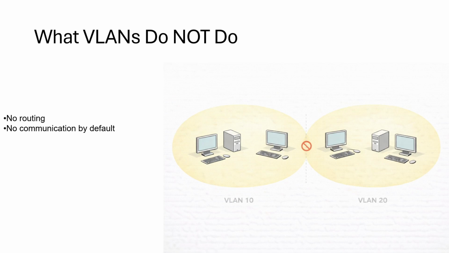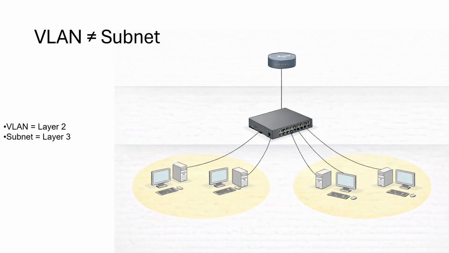This slide saves beginners a lot of pain. VLANs do not route traffic. They do not connect VLANs together. In fact, VLANs are designed to isolate. If two devices are in a different VLAN, they cannot communicate with each other, even if they're on the same switch, even if they're right next to each other. That isolation is the whole point.